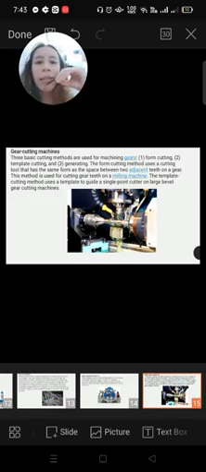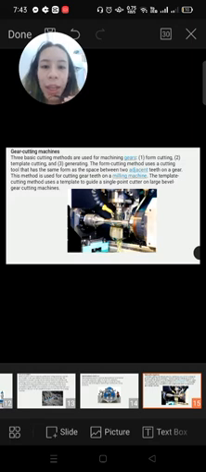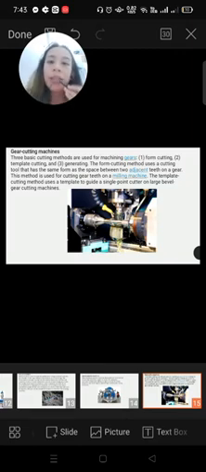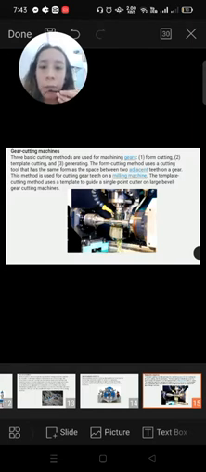Three basic cutting methods are used for machining gears. Number one is form cutting, number two is template cutting, and number three is generating. The form cutting method uses a cutting tool that has the same form as the space between the adjacent teeth on a gear. This method is used for cutting gear teeth on the milling machine. The template cutting method uses a template to guide a single point cutter on large bevel gear cutting machines.